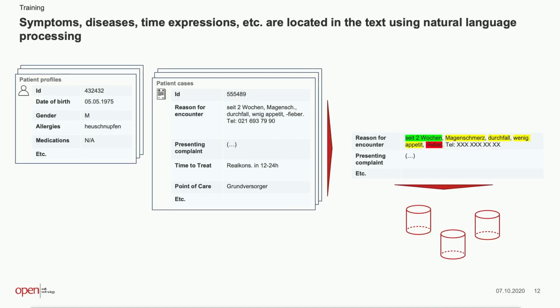And these cases look like this. You have a patient profile: it's a man or a woman, the age, and so on. And you have the patient case. Here we have a field called reason for encounter that explains why you came to see the doctor. Here it's a German text.